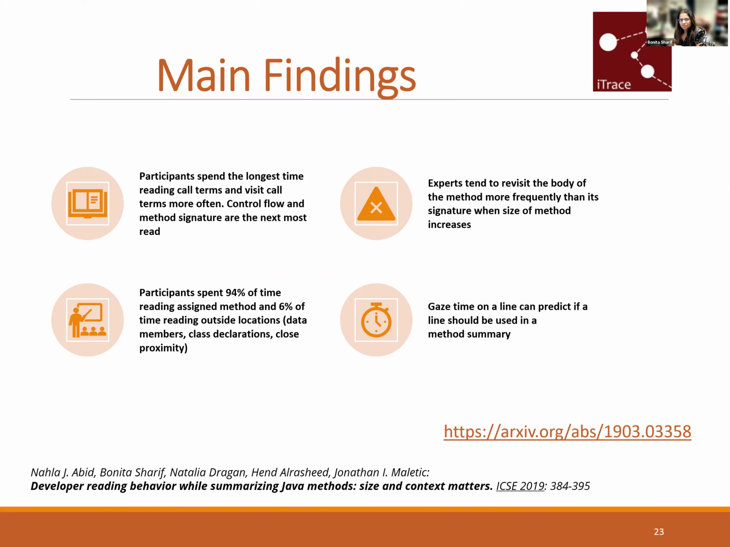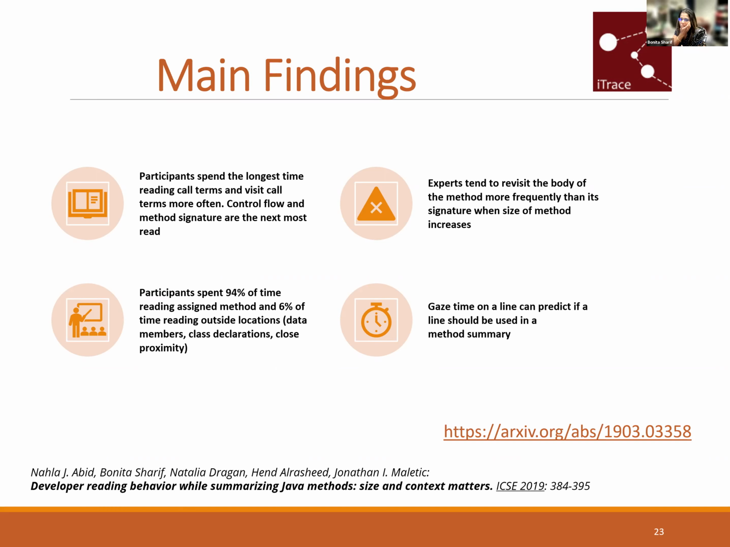An even more interesting finding was that we could predict whether certain things in the code were used in a summary just by the gaze. Okay, so that's what I mean here: the gaze time on a line can predict if a line should be used in a method summary, which is really a great result because we see that developers look at things other than what they're summarizing, because code and related things to code or the method all build this mental model for the developer trying to understand the code.